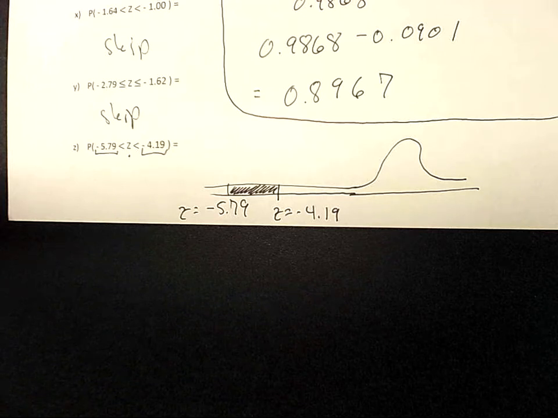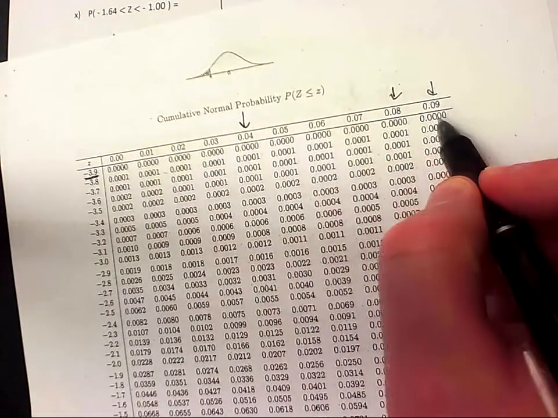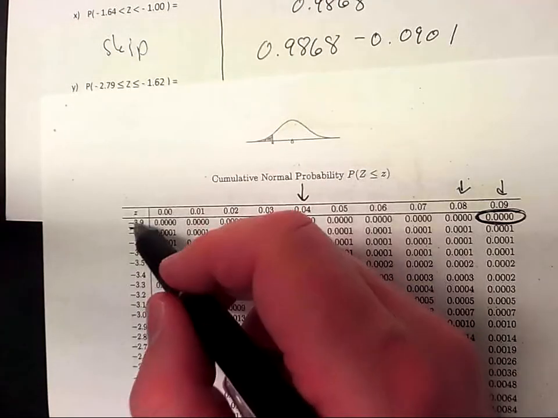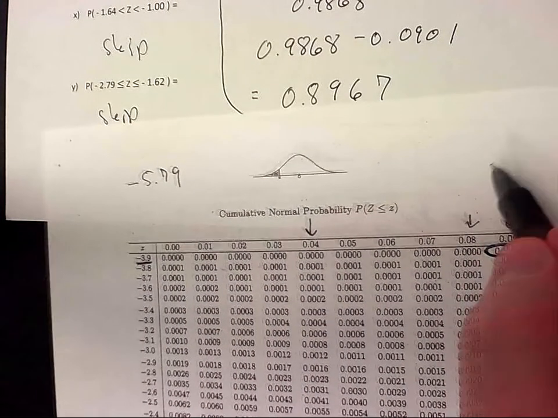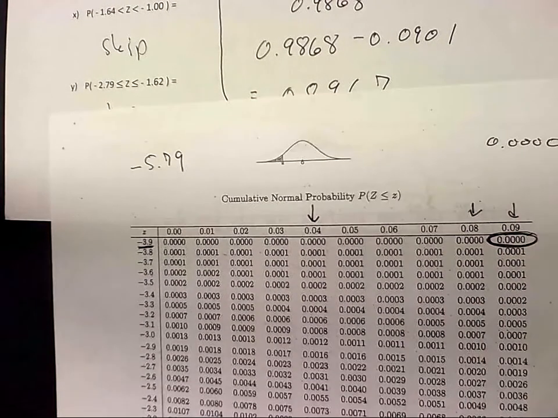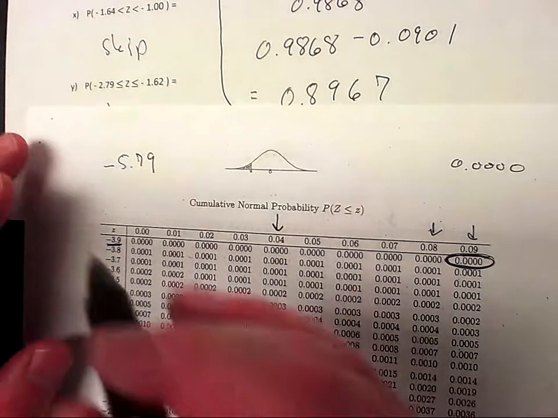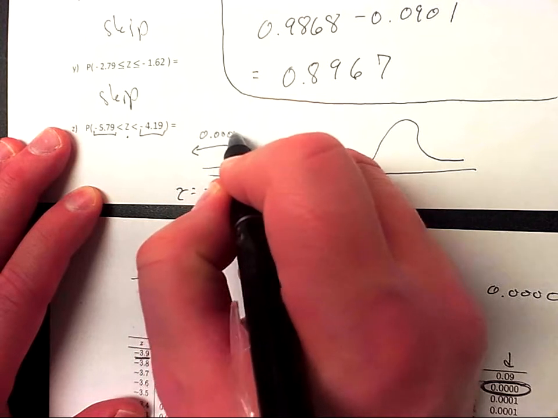Now, our next step always is to go to our table to find these values, but if you try to find negative 5.79, you get 0, right? Why is it 0? Because our table only goes to negative 3.99. The smallest value that we can get is negative 3.99, and there we're already at 0. So if we go to a smaller value, say negative 5.79, we're definitely going to be at 0.0000, and our accuracy only goes to 4 decimal places.